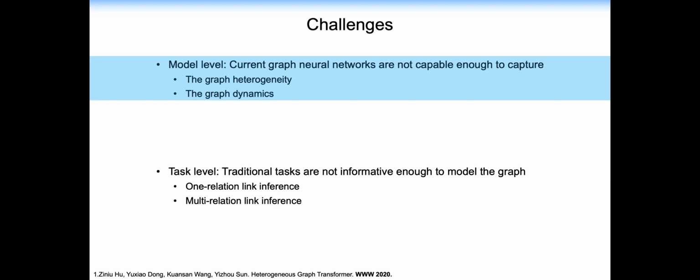Finally, I guess the ideal case is that we need tasks that don't involve manual data labeling, right? Because labeling graph data is even much more challenging than labeling vision or language tasks.